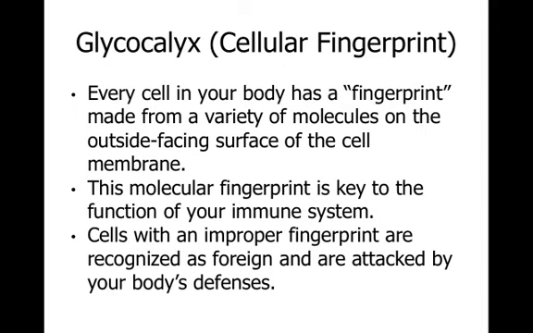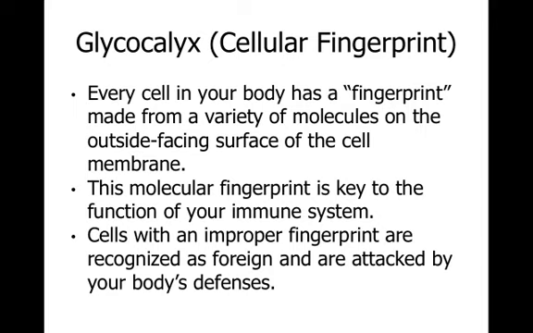So here's just a little bit more detail on what we've already discussed with our glycocalyx, or our cellular fingerprint. Every cell in your body has a fingerprint that's made from a variety of molecules on the outside facing surface of the cell. And this molecular fingerprint is the key to the functioning of your immune system. That's where I was mentioning our immune system, or our white blood cells, can recognize our cells based on this fingerprint, or based on how our glycocalyx looks, how these carbohydrates are spread out throughout the cell. And so cells with an improper fingerprint are recognized as foreign and are attacked by your body's defenses.